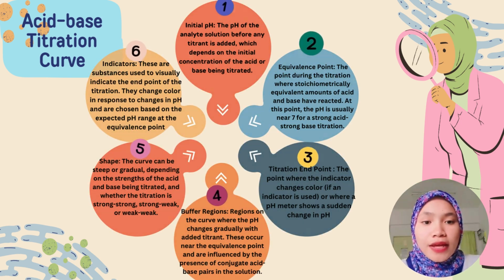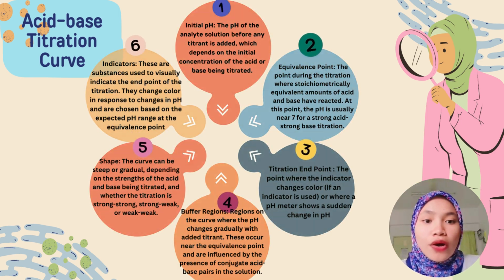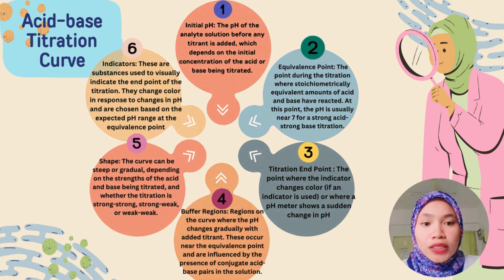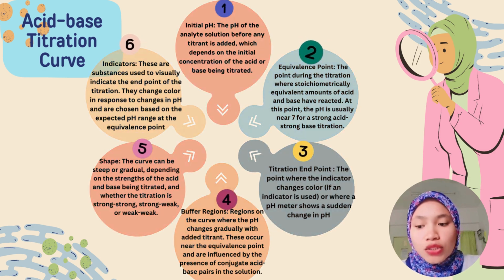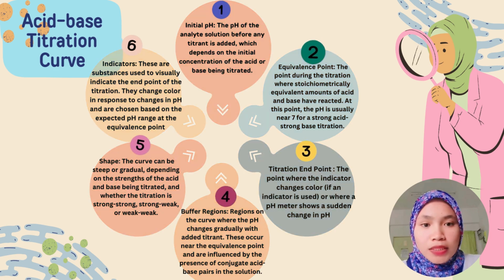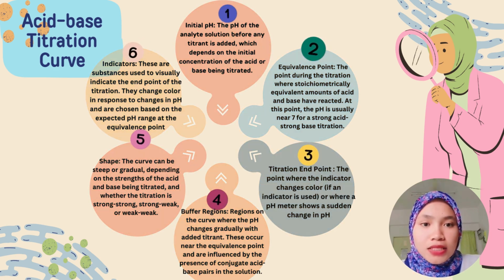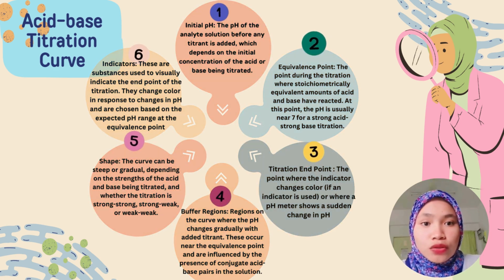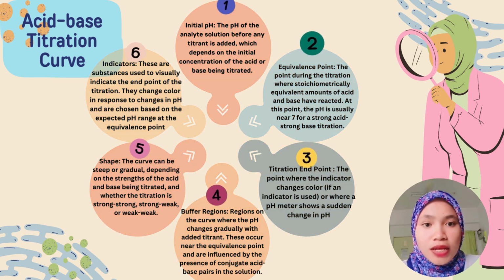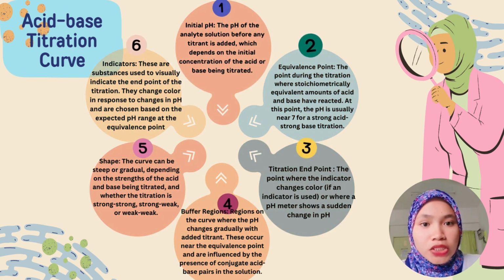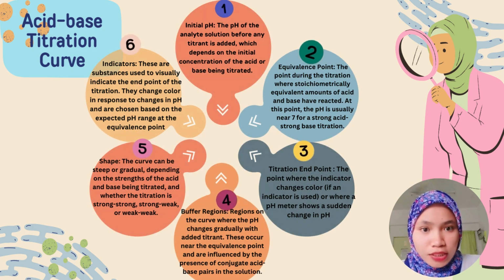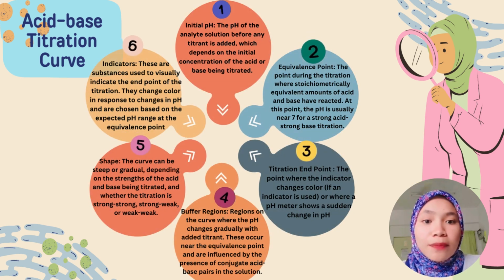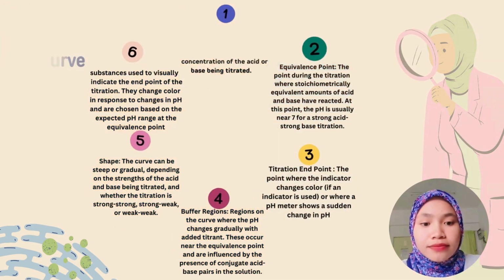Fifth is shape. The curve can be steep or gradual depending on the strength of the acid and base being titrated, and whether the titration is strong acid, strong base, strong acid and weak base, strong base and weak acid, or weak acid, weak base. The last is indicators. These are substances used to visually indicate the endpoint of the titration. They change color in response to change in pH and are chosen based on the expected pH range at the equivalence point. Understanding the titration curve helps in determining the unknown concentration of a solution or identifying the pKa of a weak acid or base.